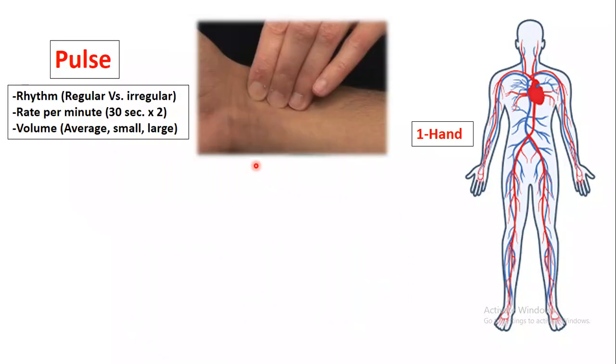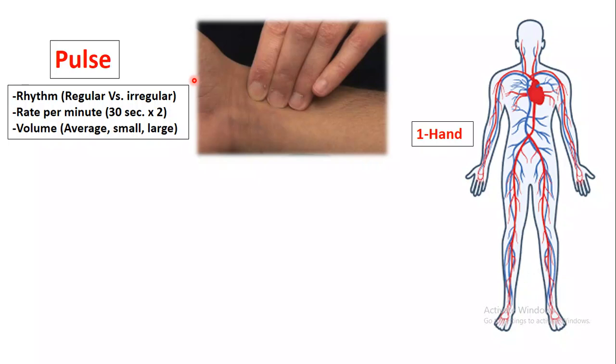Then step upward for radial pulse palpation. We recommend assessing the pulse, first of all, for irregularities. If we have irregularity in the pulsation, this might be either occasional irregularity that could be seen in a patient with extrasystoles, or marked irregularity that is seen in a patient with atrial fibrillation.